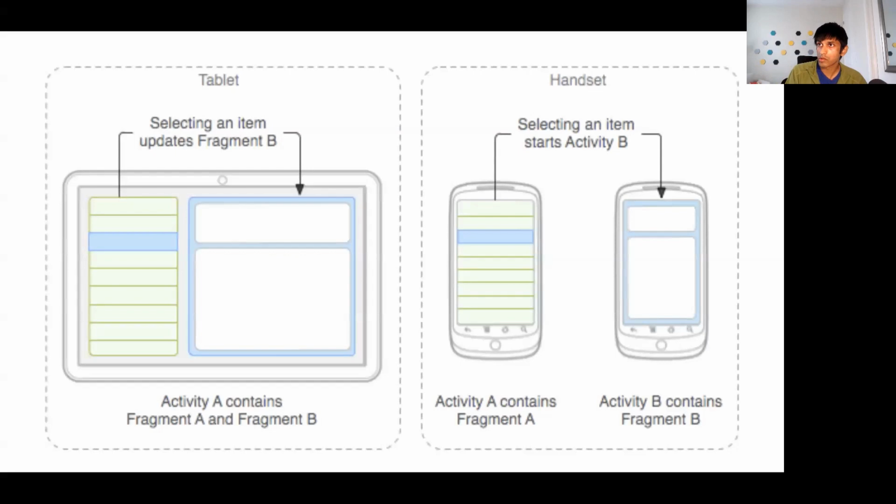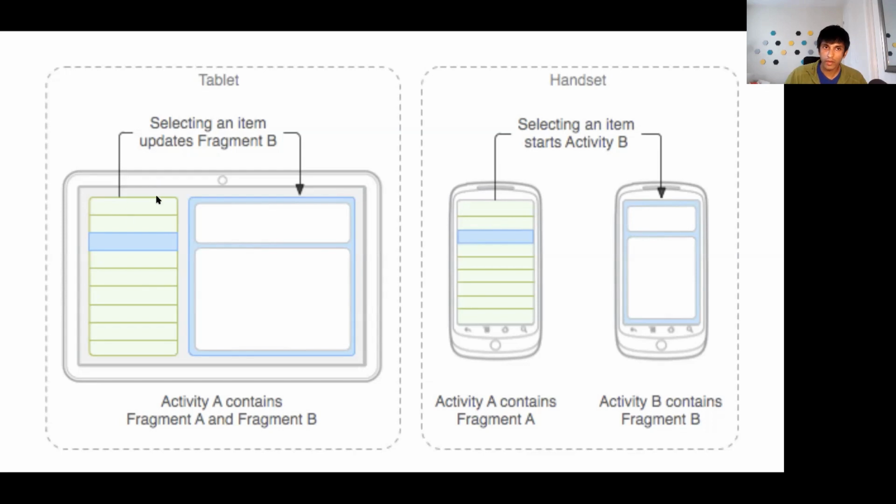The reason why fragments were invented is because the Android team at Google came out with a tablet in 2011. Before 2011, there were no Android tablets. With the introduction of tablets, they needed to figure out a way to have multiple pieces of the UI show up in one activity.